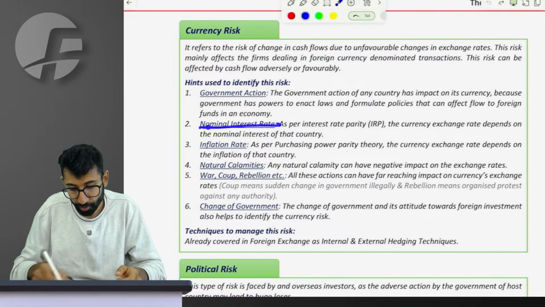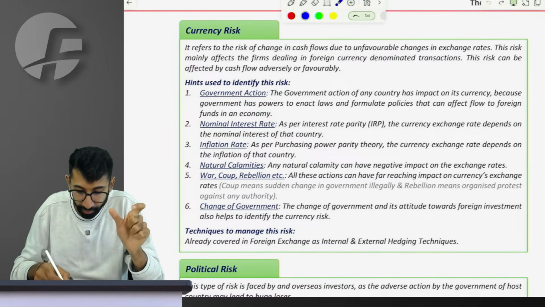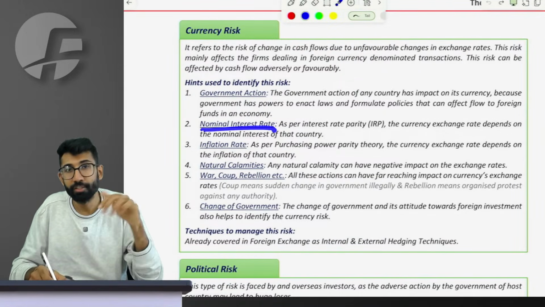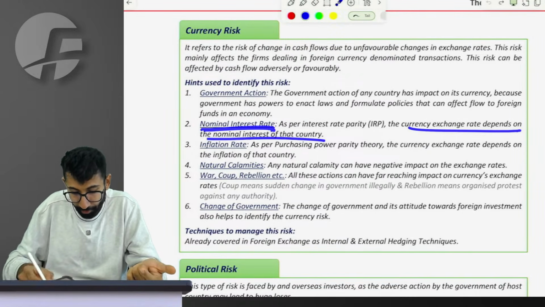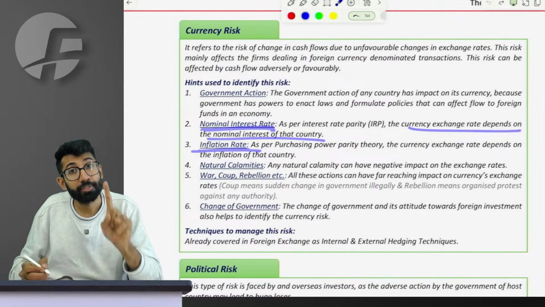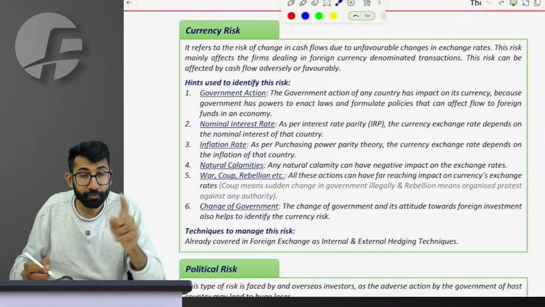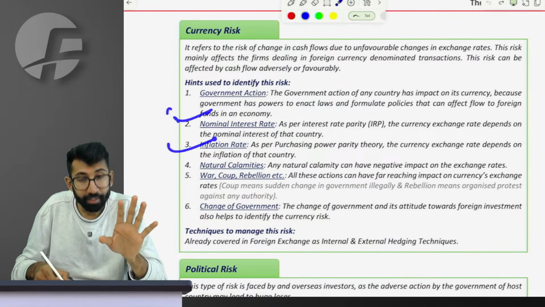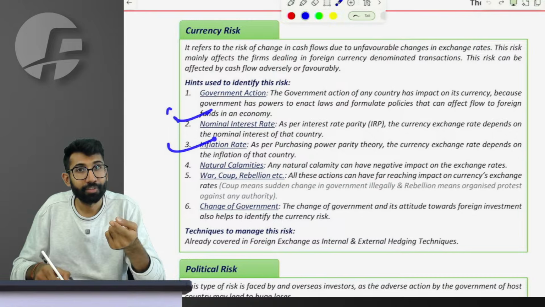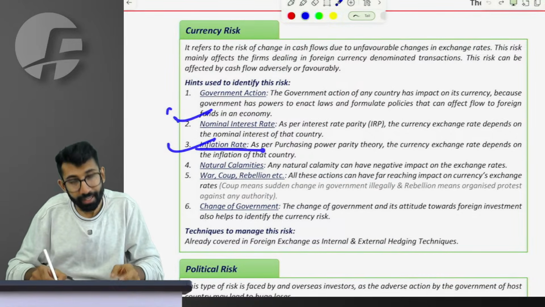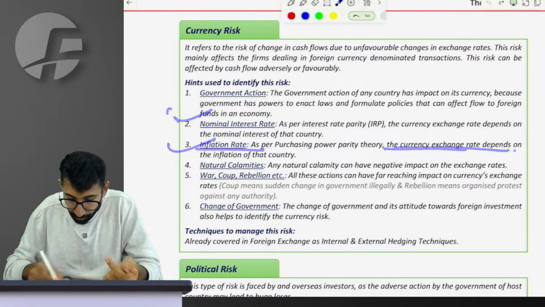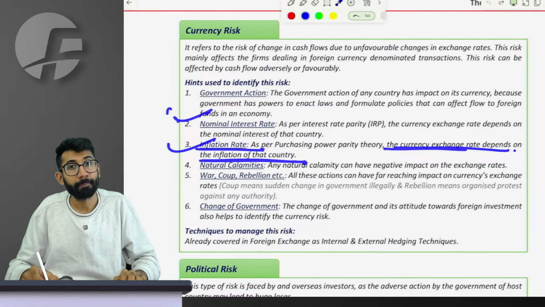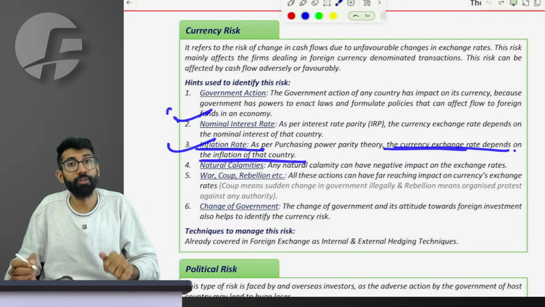Nominal rate of interest, do you know, as per interest rate parity theorem, doesn't the interest rate between the two countries affect the forward rate? Yes, that is the point. Inflation rate, as per purchasing power parity, as you've read in the foreign exchange chapter, isn't it that the inflation affects the expected spot rate in the economy?